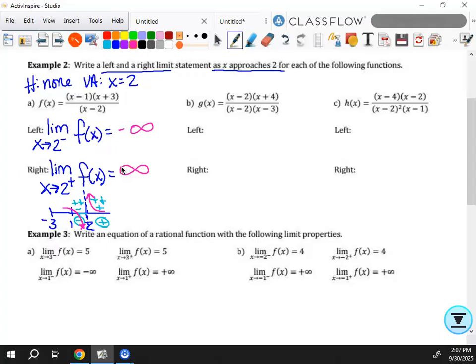What questions you got? Anything? All right. So let's go ahead and start our limit statements. The limit as x approaches 2 from the left. Limit as x approaches 2 from the right. And those are both g of x.